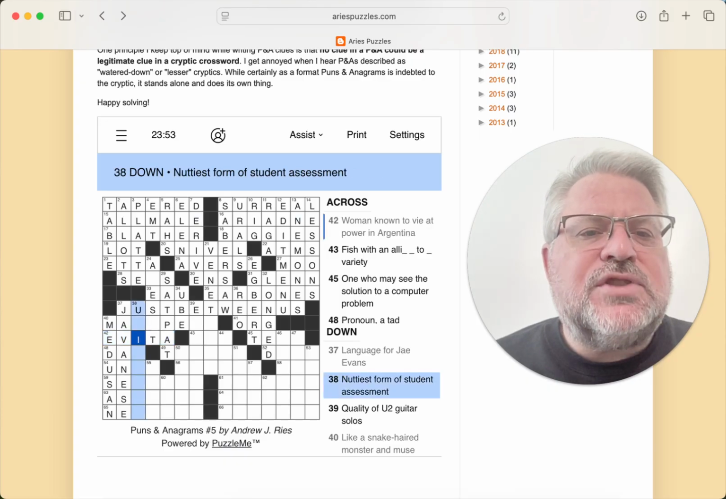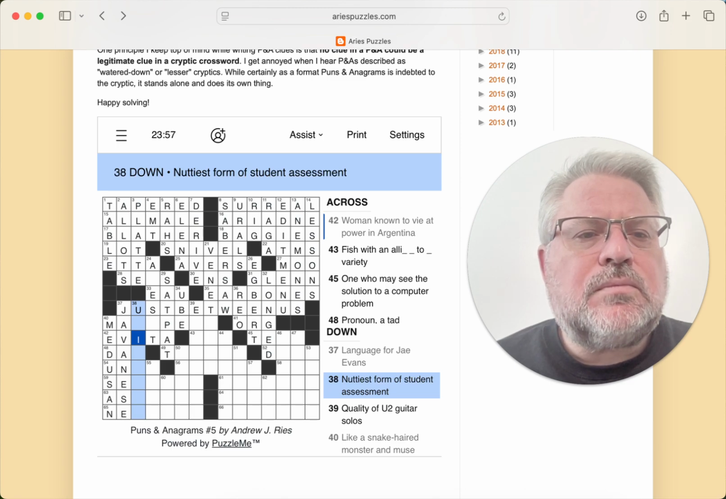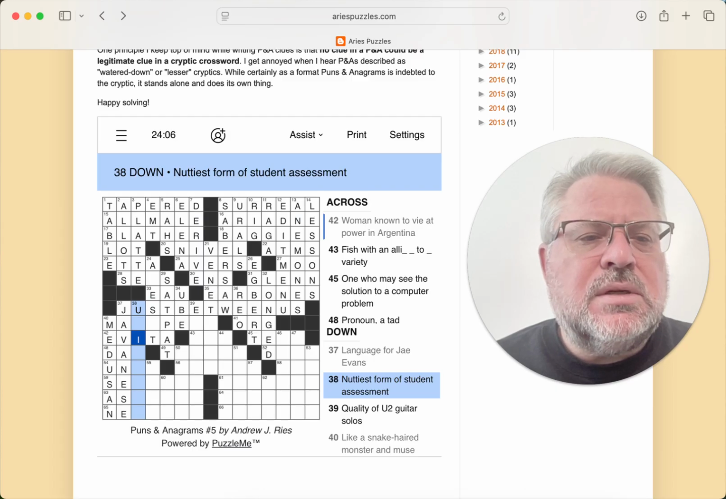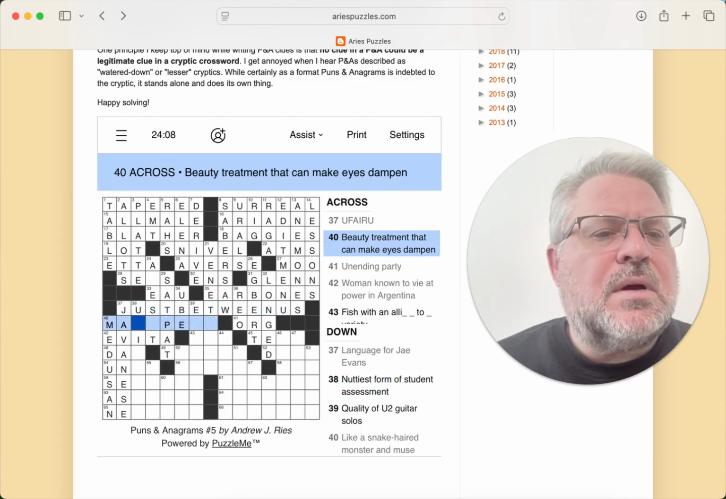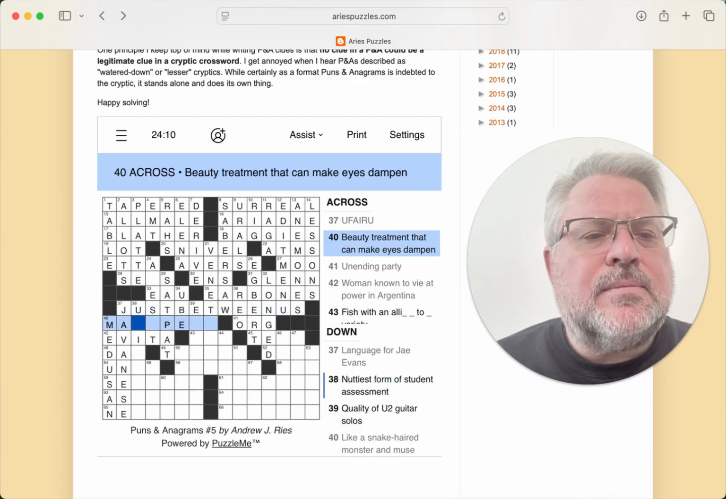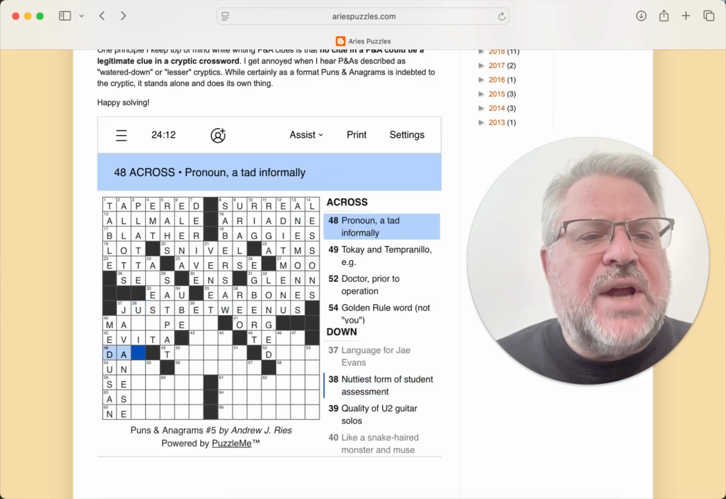Nuttiest form of student assessment. So nuttiest, I can see we've got the letters for test in there. Is it a unit? I don't know. Don't know that. Pronoun, a tad informally.